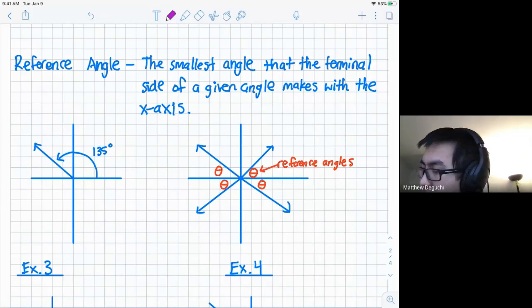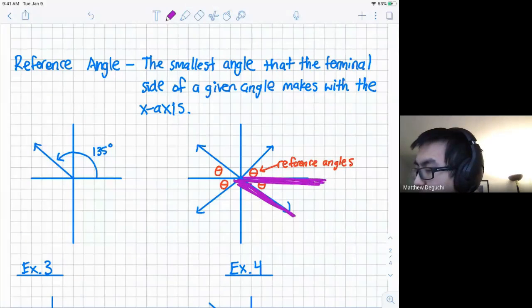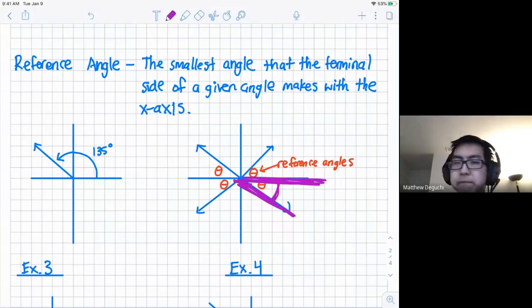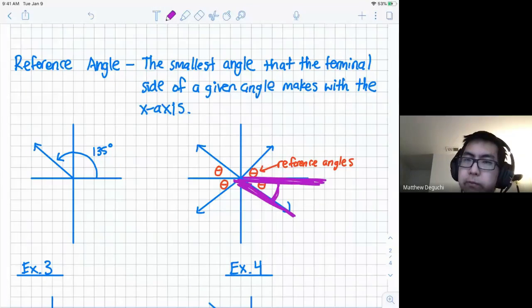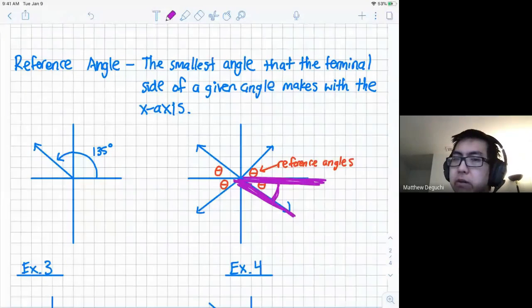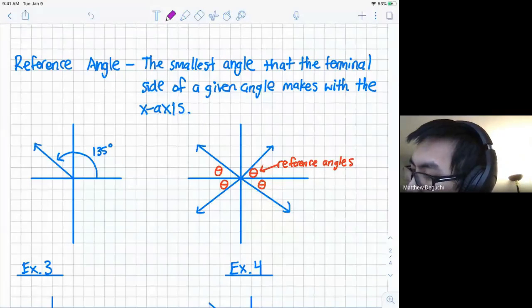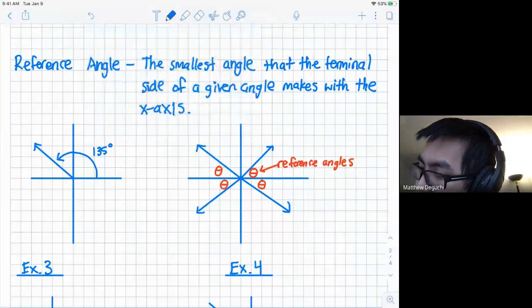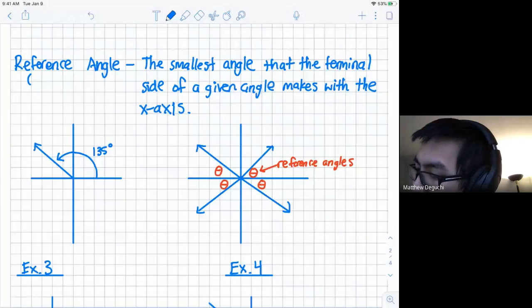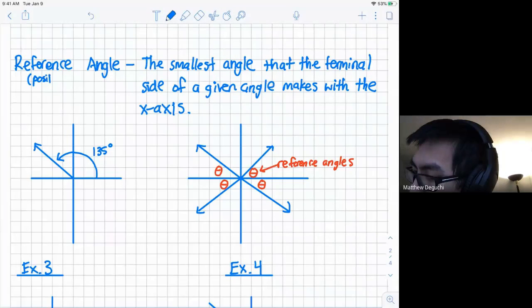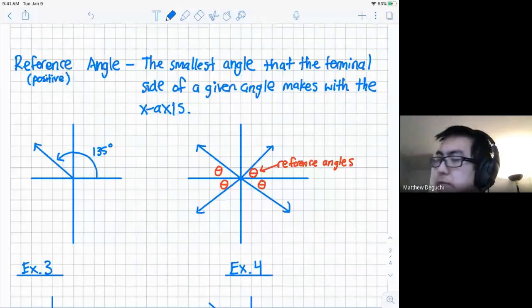The x-axis always stays, right? If you're talking about this terminal side, and there's the x-axis, what angle is formed? It is that one. So that is what a reference angle is. And I should have written in the notes, but a reference angle is positive. It's a positive angle.